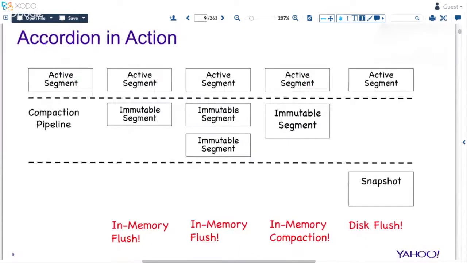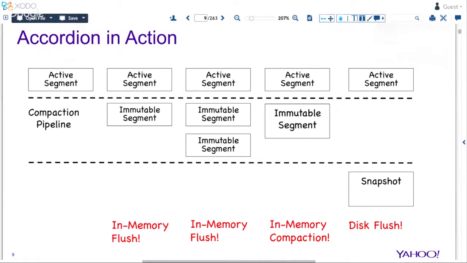So in action, Accordion looks pretty much the same as the basic LSM tree design. We just have a new layer, a new creature in the middle. It's called the compaction pipeline. And this compaction pipeline is basically a container that holds the immutable segments that we can maintain and merge sometimes before flushing them to disk. This process basically happens in parallel with the other processes that go on in the region server.